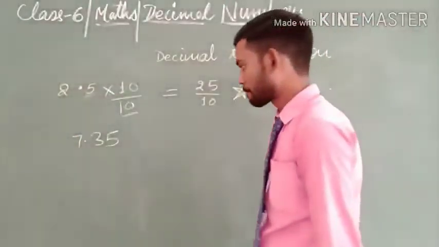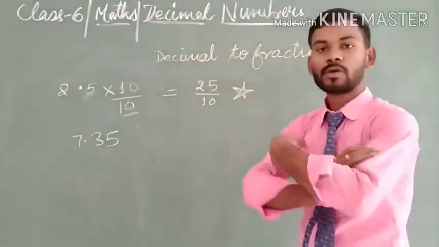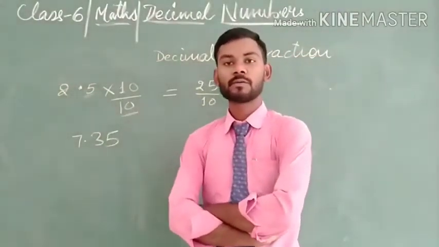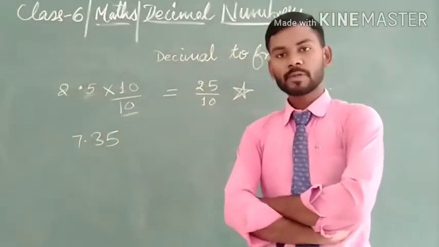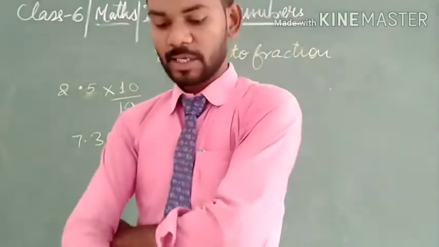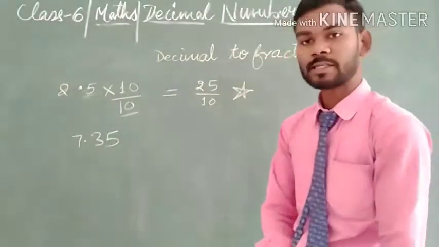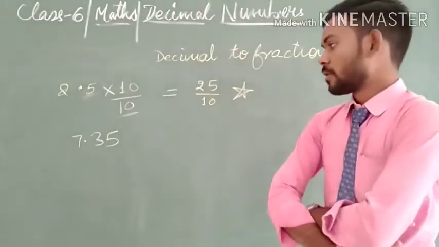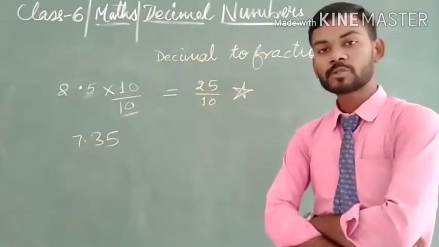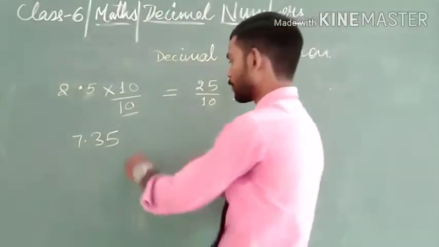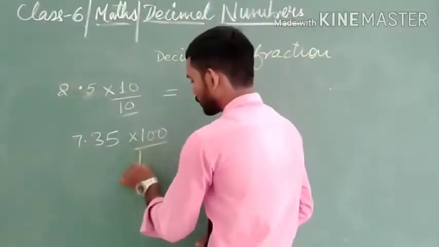Here the given question is 7.35, and we have to convert it into a fraction. Our first aim is to find the number of digits on the right side of the decimal. Here we can see that the number of digits on the right side of the decimal is 2, which means that we have to multiply it by the multiple of 10 having the number of 0s as 2. That is, we have to multiply it by 100, as well as divide it by 100.